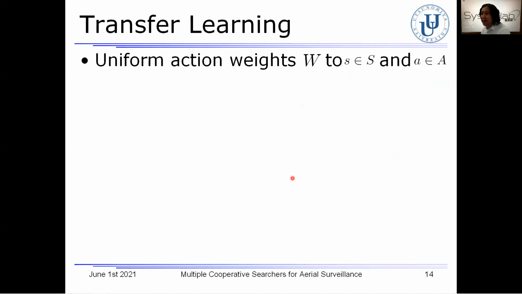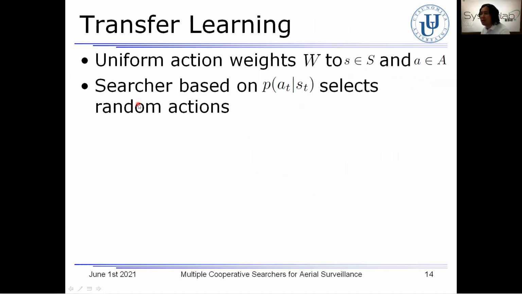In the initial learning phase, action weights are uniformly given to all the states for all the actions. In this phase, the surveillance policy allows the searcher to select each action with equal probability. In other words, the searchers gradually learn effective actions from the random actions by detecting their target UFB.